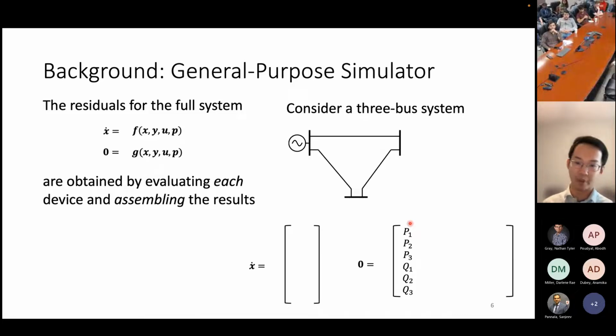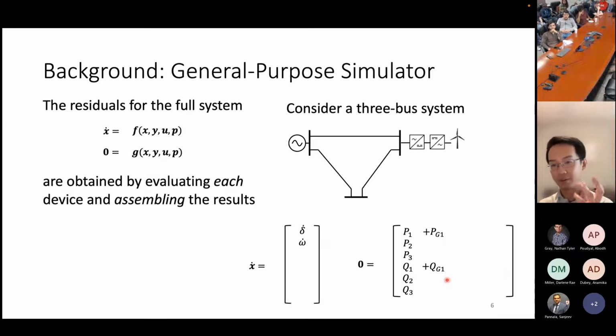Next, on the first bus, we have a generator. So after evaluating that generator, we have the differential for the speed and angle. And we also have the boundary variables. These are the power injections into the network.